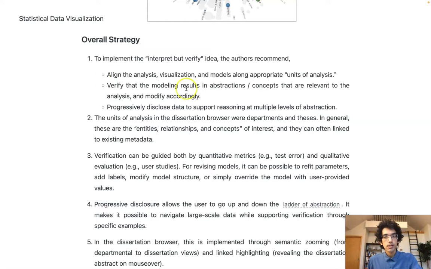The second, make sure that whatever abstractions you're learning, whatever abstractions you've built, are really meaningful, right? You might have discovered some abstraction that actually doesn't really make any sense. It's not actually backed by the data. And related to that is you should make it possible in the visualization itself to link that abstraction to the raw data, the raw evidence. They call this process progressive disclosure.